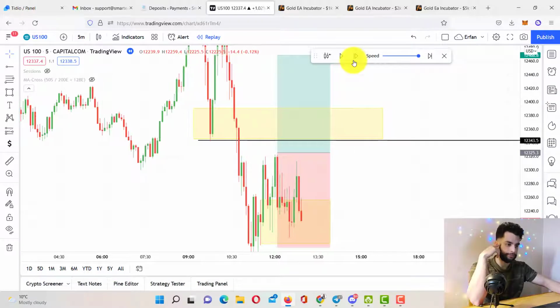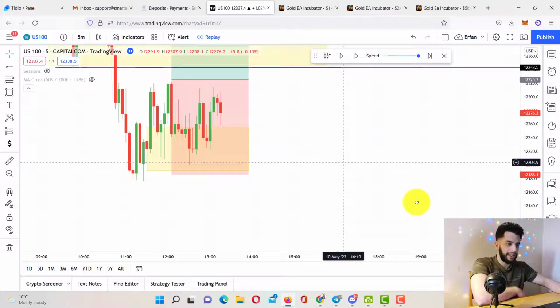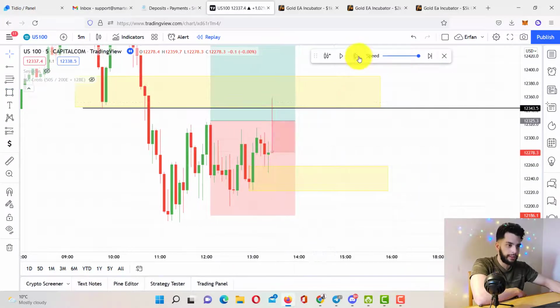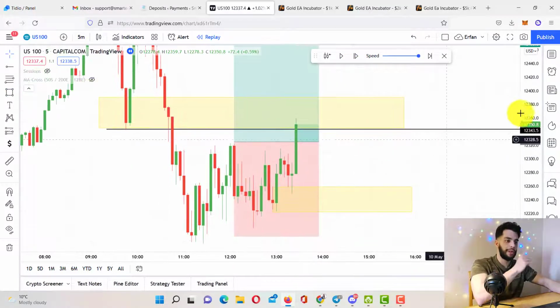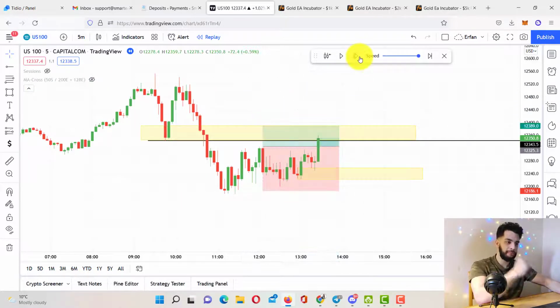It triggered my, oh yeah, sorry, this was the order block that I took, this one from here to here. So I was waiting for this one. It actually tapped this one. See, it triggered right now, and then I closed my position right here. That was a big mistake.